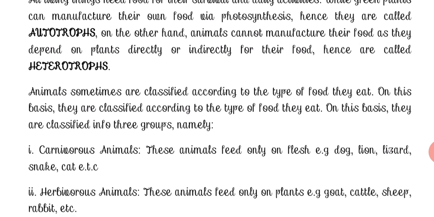Animals sometimes are classified according to the type of food they eat. On this basis, they are classified into 3 groups, namely: 1. Carnivorous animals. These animals feed only on flesh. Examples include dog, lion, lizard, snake, cats, and so on.